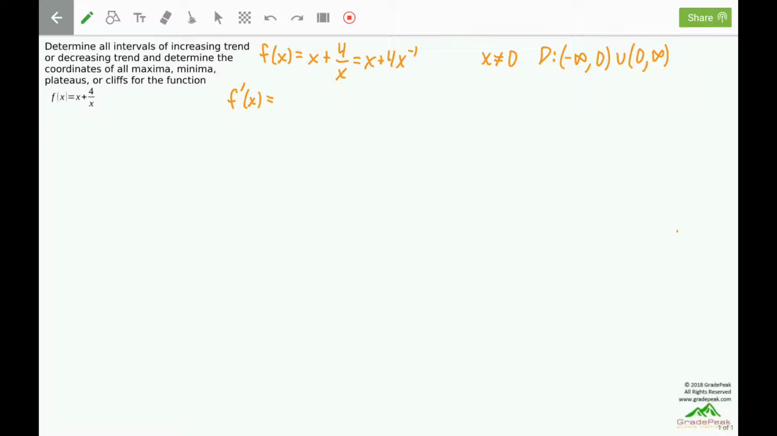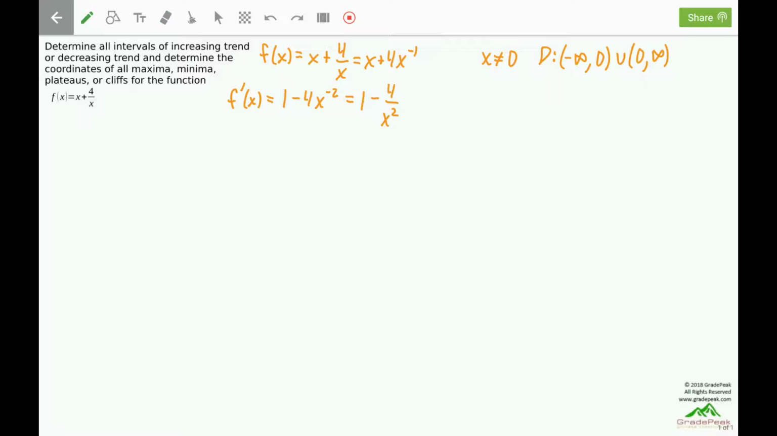So f prime of x equals, first term is constant times x, derivative is the constant. Second term is a power rule. Bring down the power, multiply it with the 4, and subtract 1 from it. Since we have a negative power, we will want to rewrite that second term by moving the x down so it can be to the positive power.